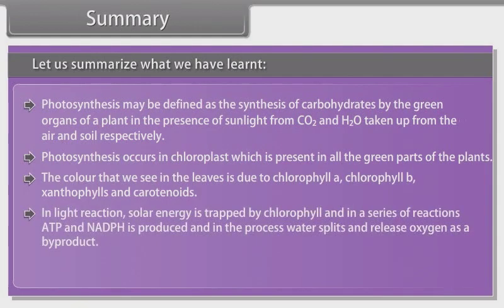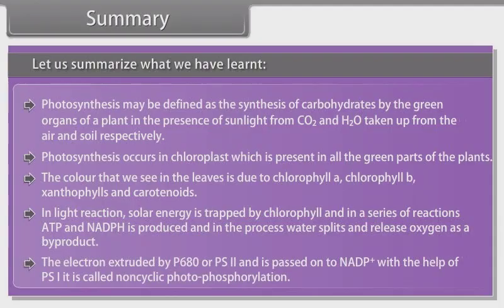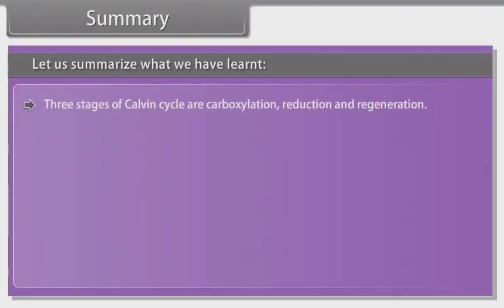In the light reaction, solar energy is trapped by chlorophyll, and in a series of reactions, ATP and NADPH are produced, and in the process, water splits and releases oxygen as a byproduct. The electron extruded by P680 or PS2 is passed on to NADP+ with the help of PS1. It is called non-cyclic photophosphorylation. The 3 stages of the Calvin cycle are carboxylation, reduction, and regeneration.